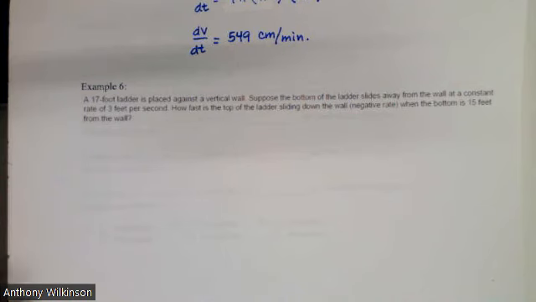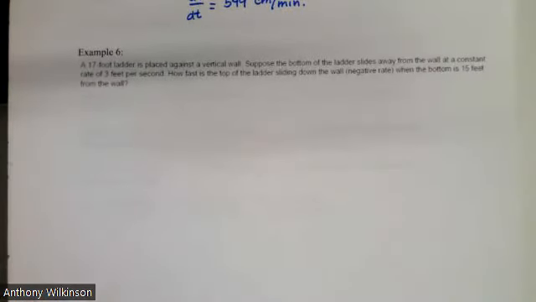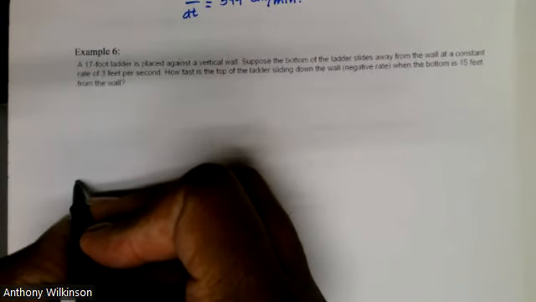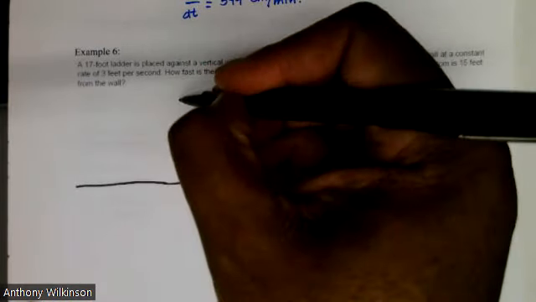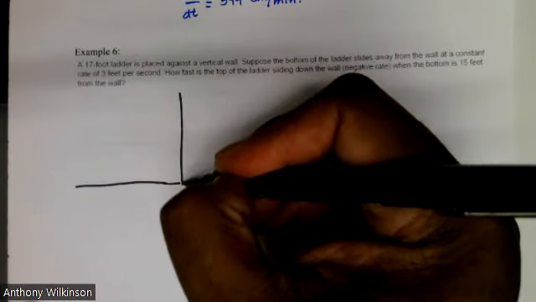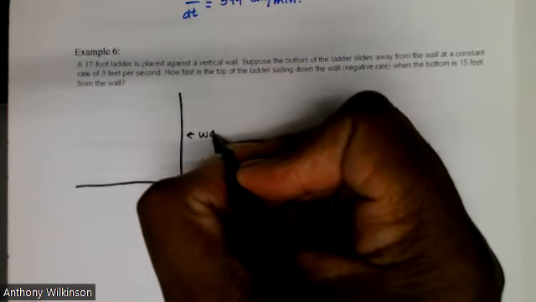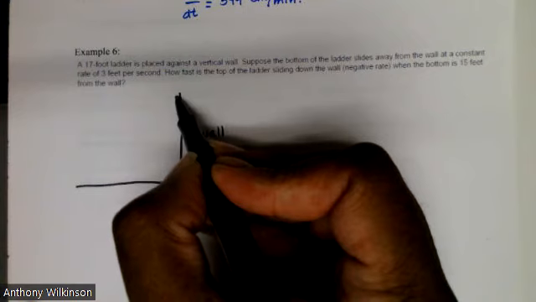Okay, so let's draw a figure so that you can get a visual idea of how to solve this problem. Sometimes drawing pictures does help. Let's say this is the ground right here. Here's a vertical wall coming this way. This right here is the wall. And then you've got that 17-foot ladder placed against this vertical wall.